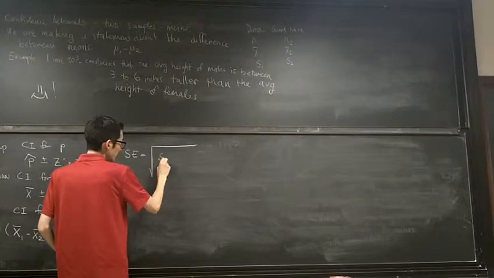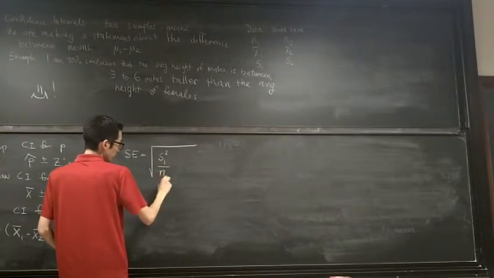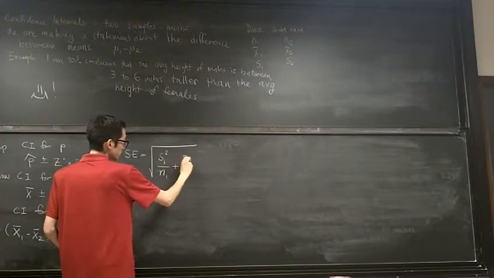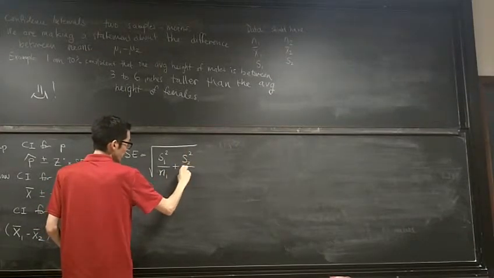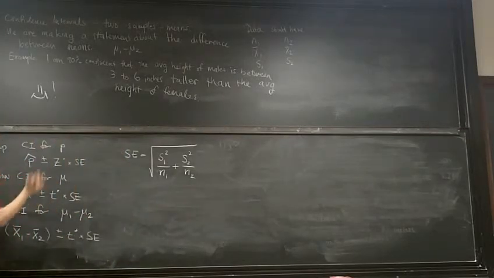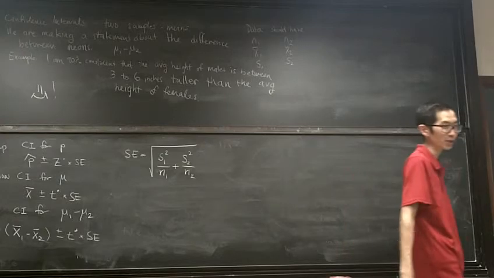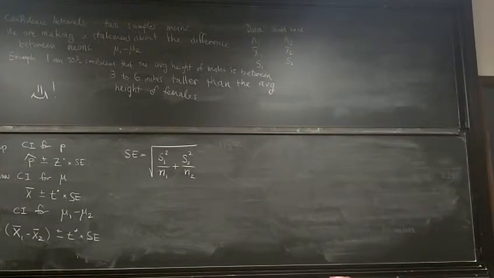You take the standard deviation of the first sample, you square it, divide by n1. Take the standard deviation of the second sample, you square it, divide by n2. That's it. It's not too horrible. Easy, easy peasy, right? The worst one is by far the standard error for a difference between two proportions.